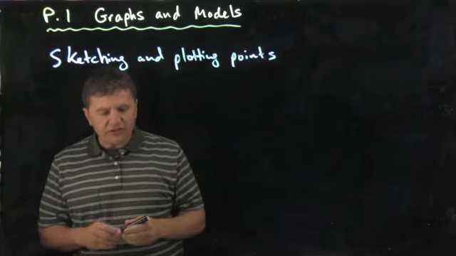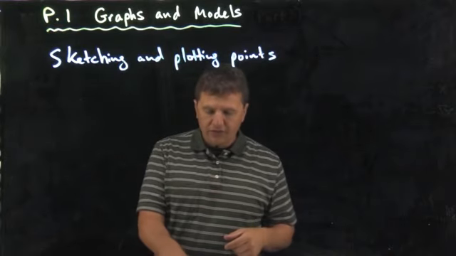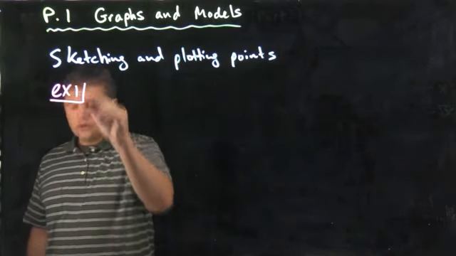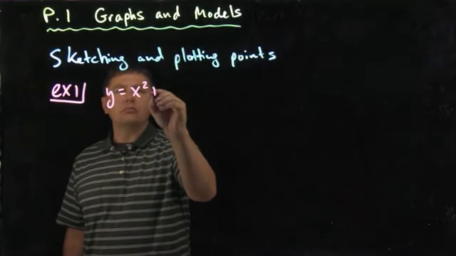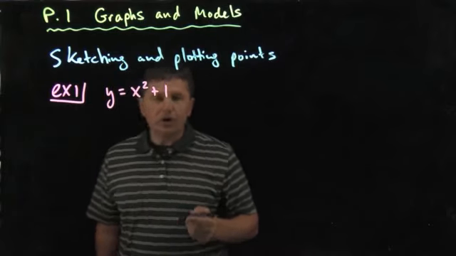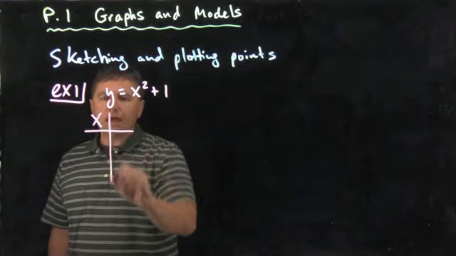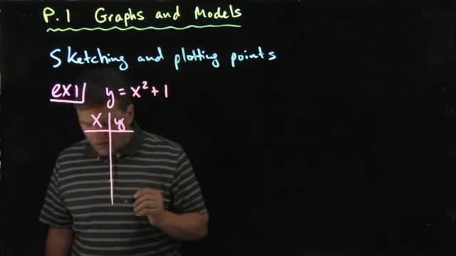Okay, so when we sketch and plot points, we don't want to lose sight of what's actually happening. So let's just take a very basic equation right here. Let's say we have y equals x squared plus 1. Okay, and we're going to plot the points old school here. So we're just going to do a table of values. By the way, this is probably the most inefficient way to graph this.